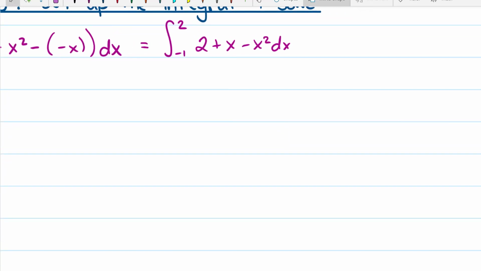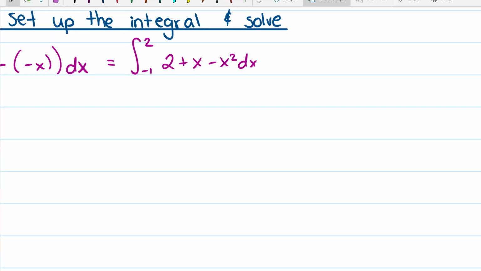And now all we have to do is integrate. Again, if you have a calculator and this is a calculator portion, then just go ahead and plug it in the calculator. But it might come in the non-calculator portion, so we need to do it by hand. And so here we go. Now what we're going to do is integrate. So you get 2x plus x squared over 2 minus x cubed over 3 from negative 1 to 2. And if you had a calculator, again, you just plug it in. But we're going to do it by hand.